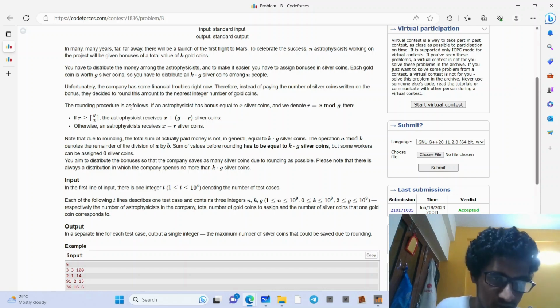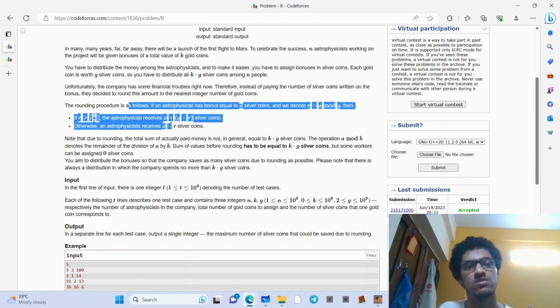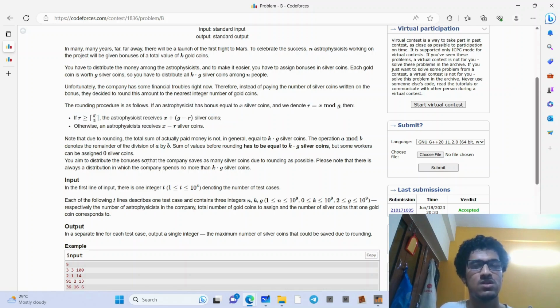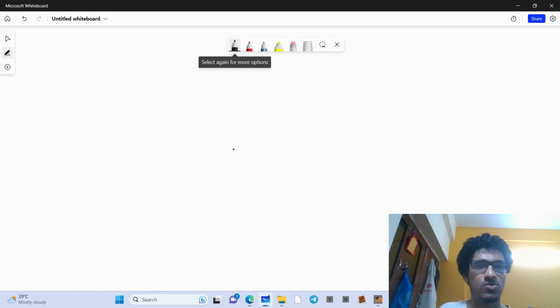Okay, so there's this rounding procedure, and we need to look in depth at exactly what this rounding procedure does. Our goal is to distribute the coins in such a way that after this rounding procedure is applied, the final sum is minimum. Basically, we save as many coins as possible. So, let's take a look at this rounding procedure first.